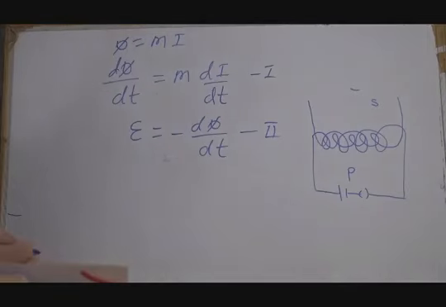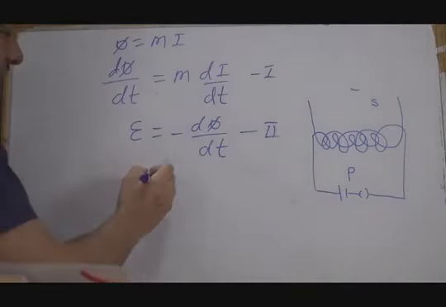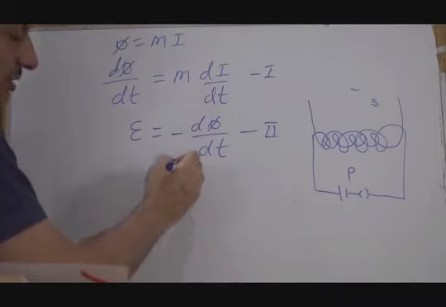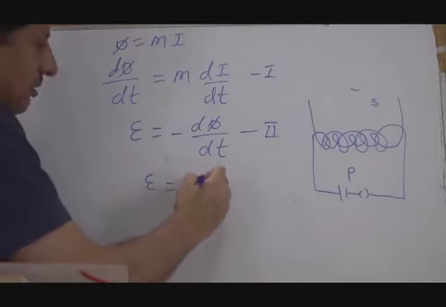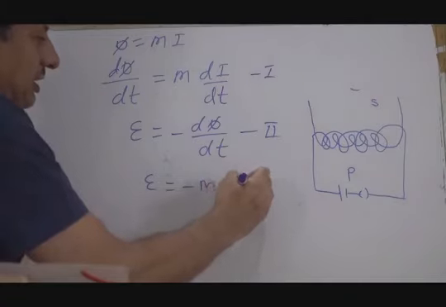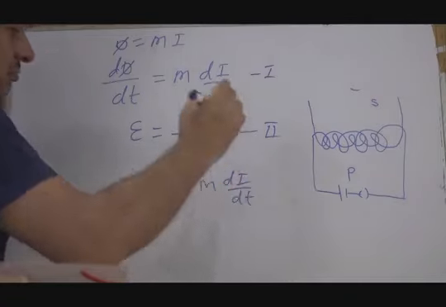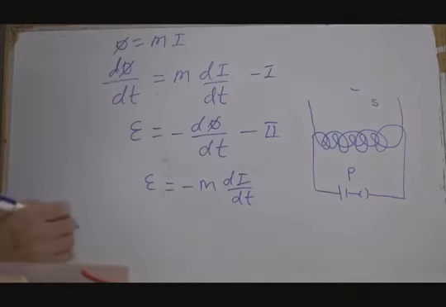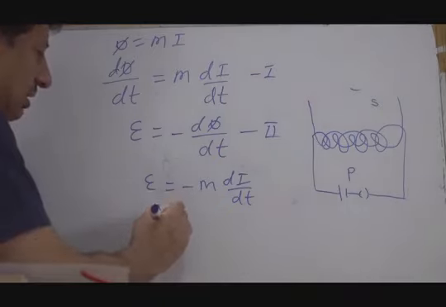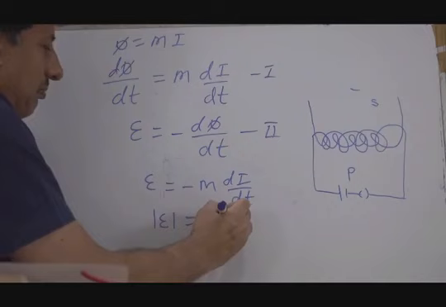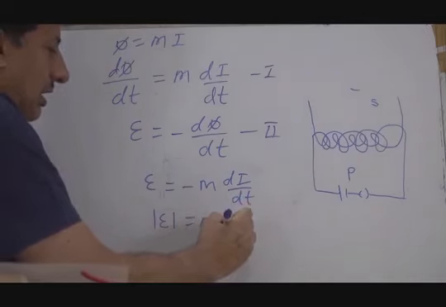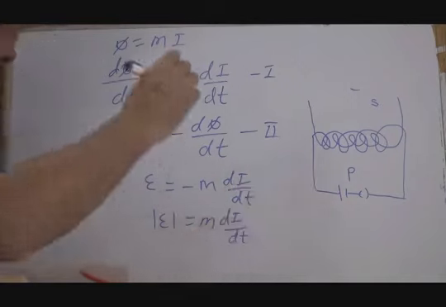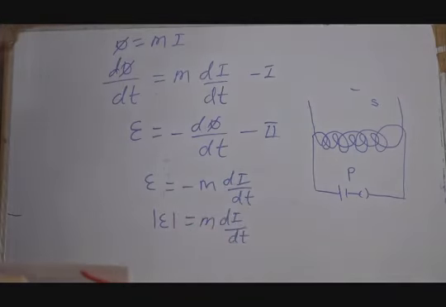So from the first and second equation, induced EMF will be equal to minus M di by dt. I am neglecting this negative sign, I am just taking the magnitude. So magnitude of E will be equal to M di by dt. That will be the magnitude of induced EMF in the secondary due to change in the current in the primary.